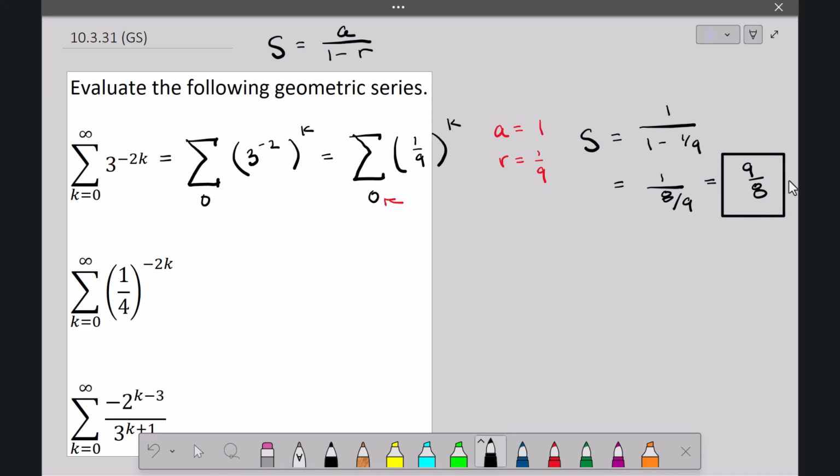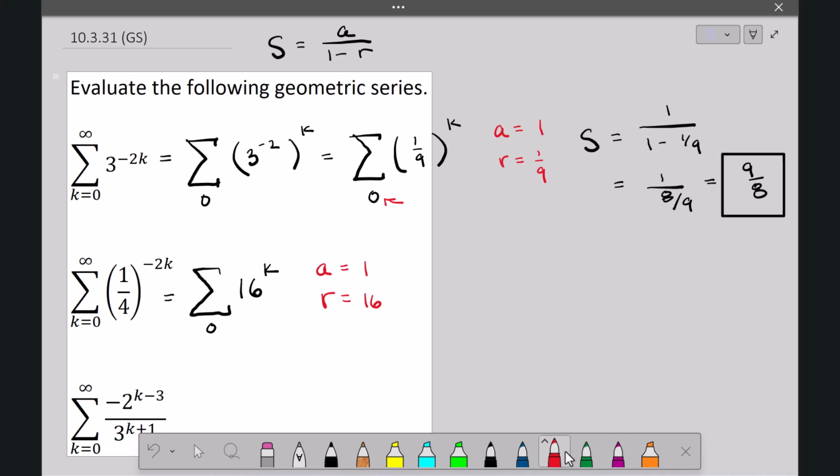Let's take a look at the second one here. So again, let's rewrite this in a way that is going to make it easier for us to figure out what both A and R are. So that negative 2, we can apply that to the 1/4, so that's going to flip the fraction, make it 4 to the 2, which is 16. So we have 16 to the k. Once again, A is going to be 1, because the first value of the index is 0, 16 to the 0 is 1, common ratio is 16.